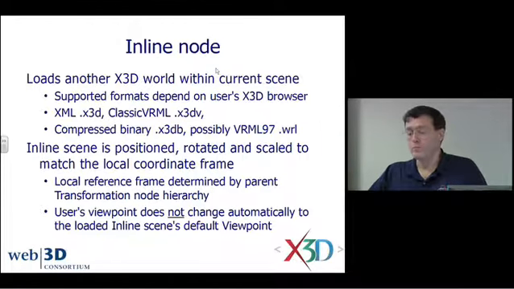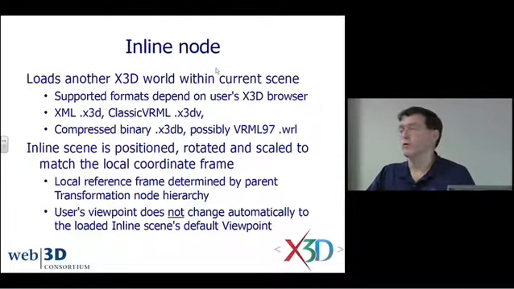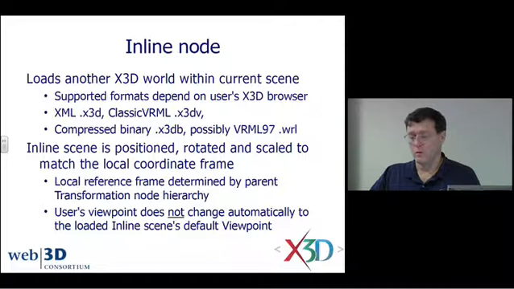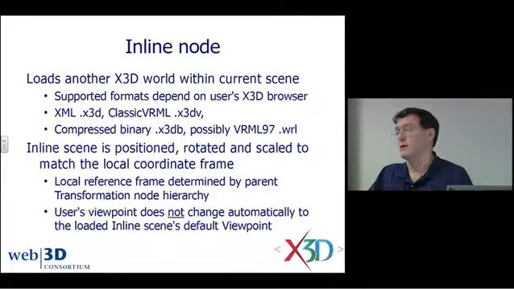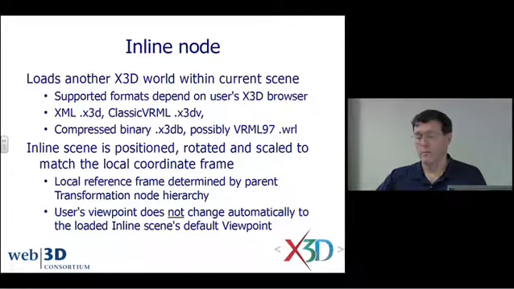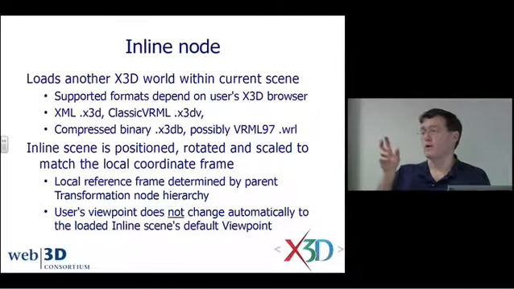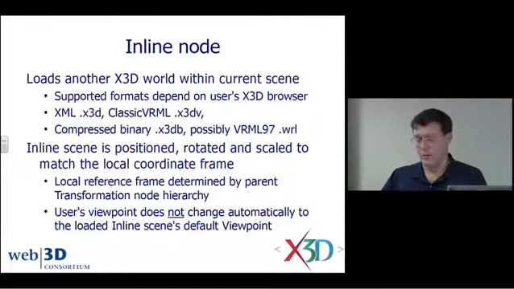Okay, so what does it do? It loads within the current scene. What does within the current scene mean? It means right there in the scene graph, wherever you put it. What formats you have are listed there. Typically that's .x3d and .x3db. It might also be the compressed binary encoding x3db and maybe even VRML97, which is .wrl. That depends on the browser. And so it drops in right at the current coordinate reference frame, and that's where it stays.